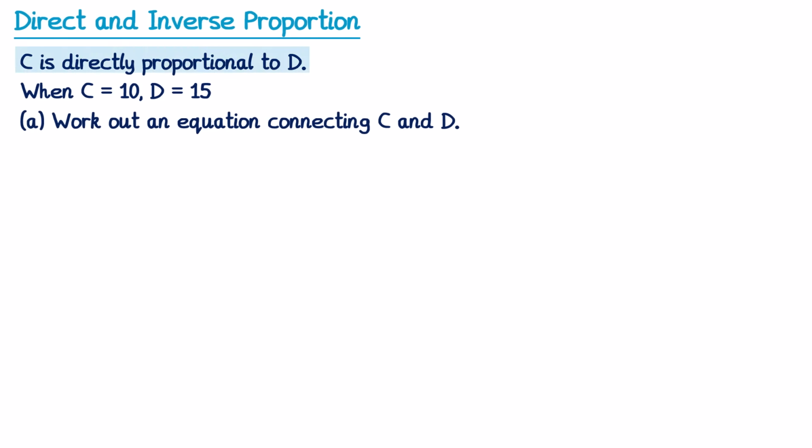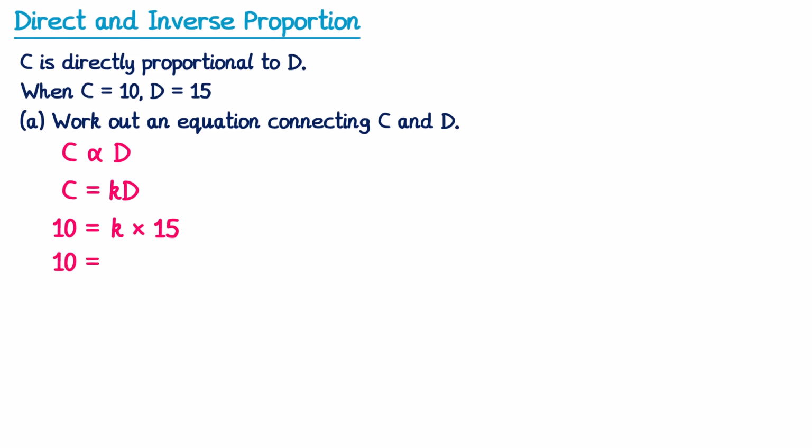So this question tells us that C is directly proportional to D, which means we can write that mathematically as C is proportional to D. Since they're directly proportional, there must be some constant that we can multiply D by to get C. So we replace that proportional symbol with C equals KD. Our goal is to find the value of K. To do this, we substitute in these values. So replace C with 10, and then it's K multiplied by D, but we know that D is 15.